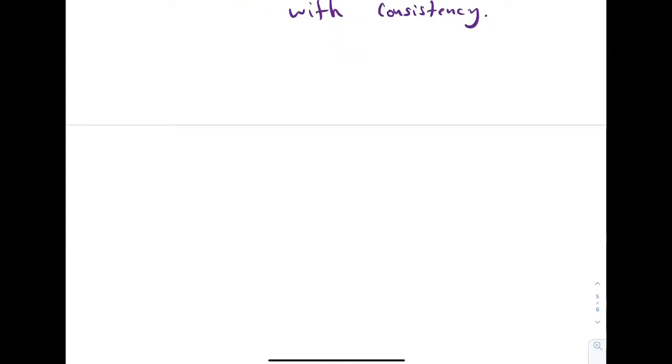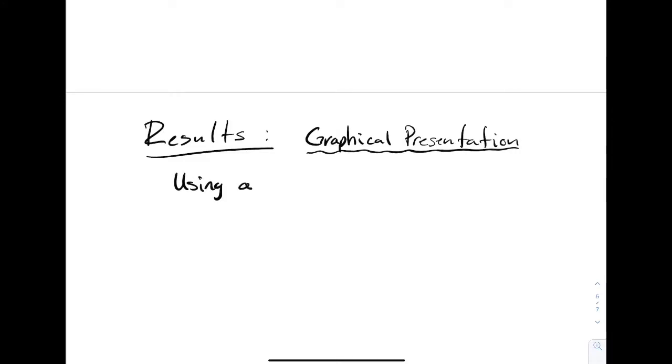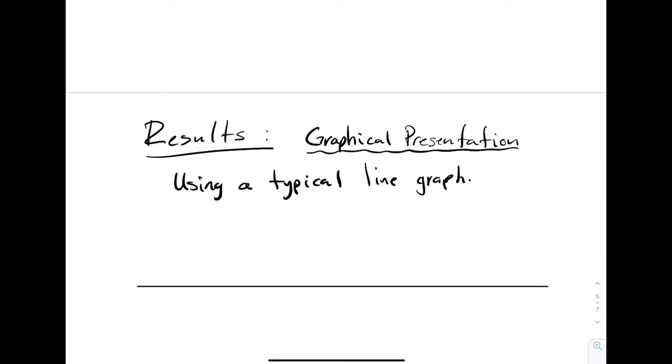Okay, so that was all of our calculations. Now we're going to show results. And the way we're going to start our results out is with a graphical presentation. We're going to use a typical line graph. And this line graph, we'll always label our axes of any graph we do with a label in units.